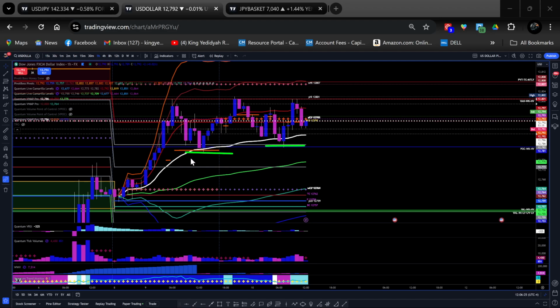Right. So we're creating these higher lows so far. If this is a support level and we don't break that down, we're probably going to start going bullish on the US dollar again. So let me just go over to the JPY basket.